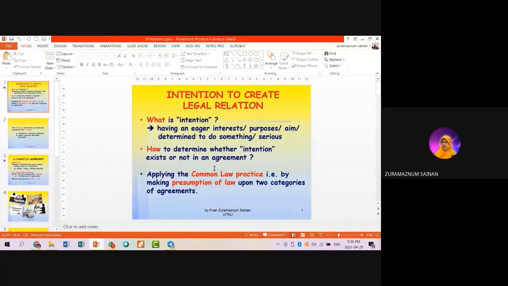Common law ni bukan yang kita maksudkan undang-undang biasa. Common law means that it is the practice of the judges in the English courts, previous courts, where they make the decision in order to determine how to find out whether there is intention or not in the agreement. Okay, so judges ni dia buat decision, dia bagi formula how to find whether there is intention or not. So they make a formula by making a presumption of law.